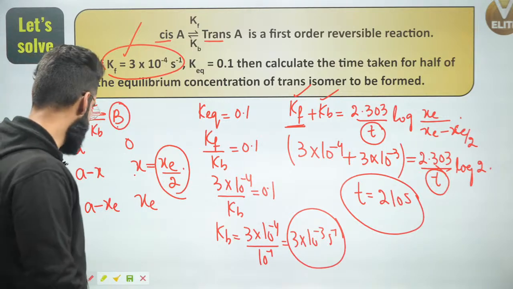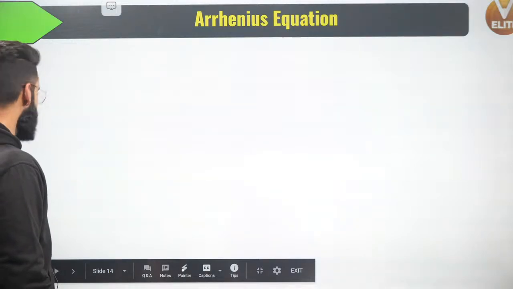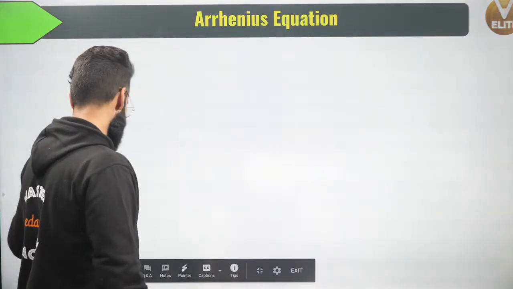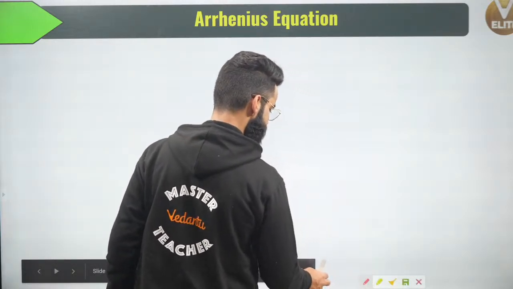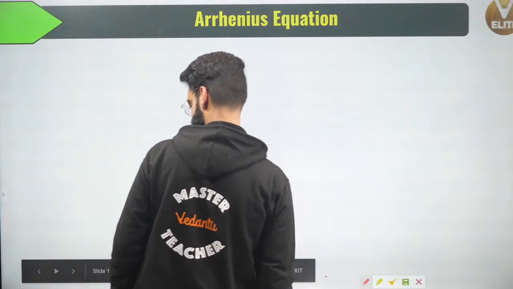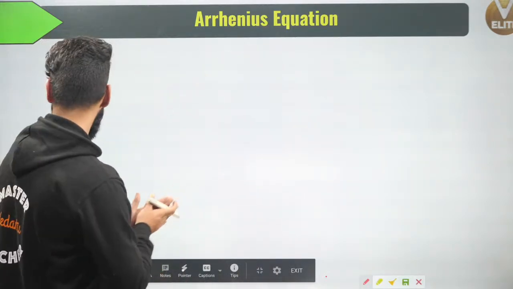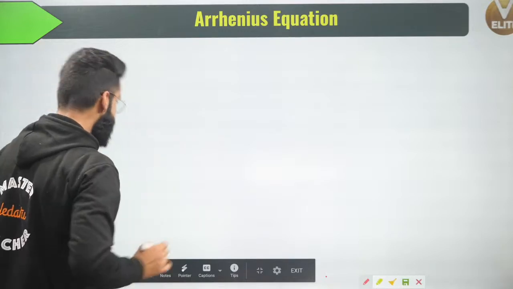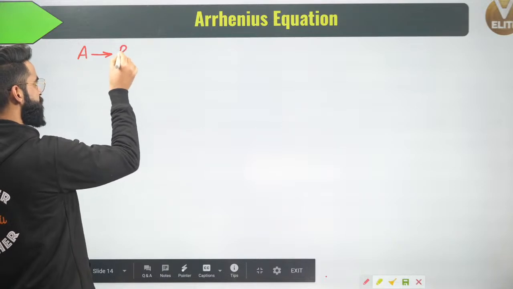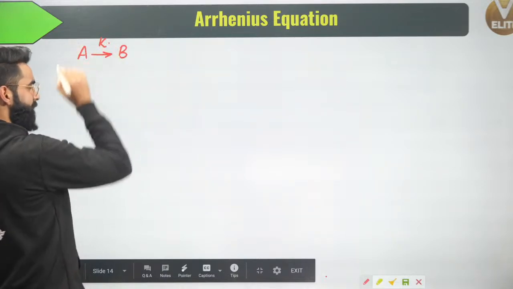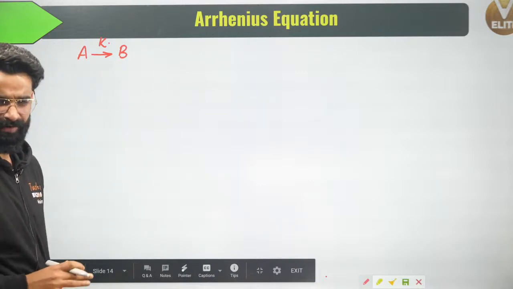All right, let's get started with something called the Arrhenius equation. What this Arrhenius equation is all about. See guys, again a very simple topic, okay? Just need to remember a few things. Let's assume I've got a reaction as A gives B. Let's say this is the reaction which is given to me. Let's say its rate constant is K. Its order is anything. It's an nth order reaction, right?